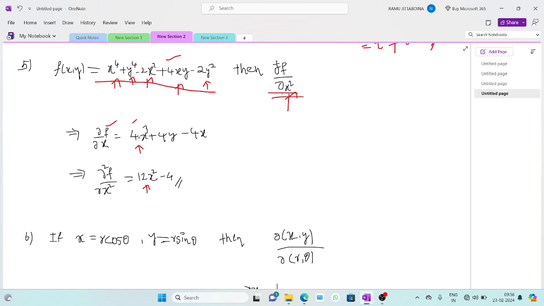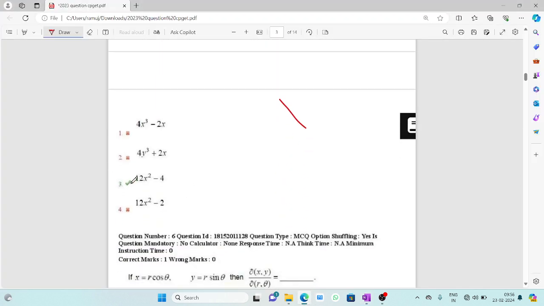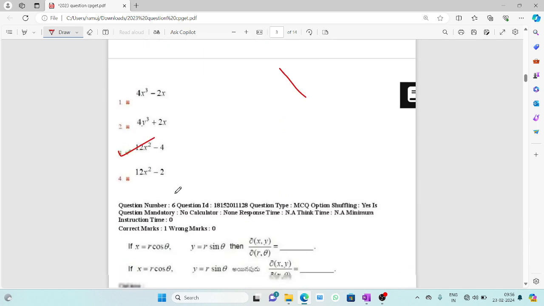So the 3 will come in front of x. So we will get 12x square, plus there are no x terms present here, so that goes to 0, minus 4, only one x term is present, so we will get minus 4. So this is the second order partial derivative of the given function. So the answer is 12x square minus 4. So the third option is the correct one for this question.